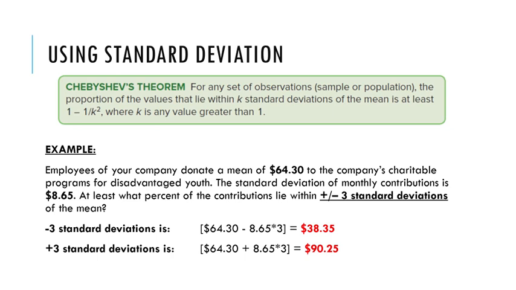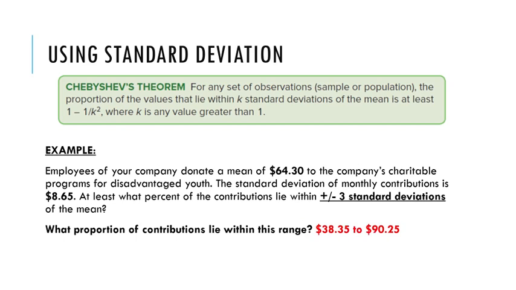But I have to find plus 3 standard deviations. So this would be above the mean. Again, start with the mean, $64.30, and now add 3 standard deviations to that. $8.65 multiplied by 3 to get added 3 standard deviations gives us $90.25.